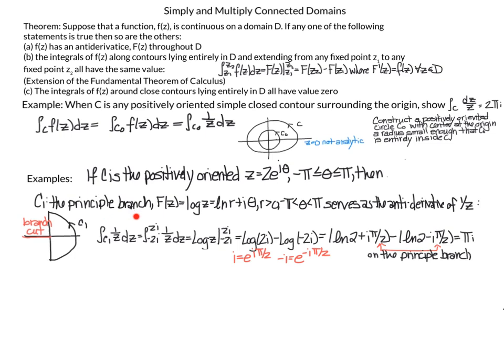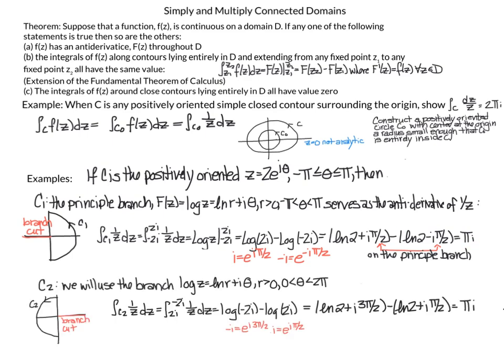So C1 is our principal branch, where f of z is equal to log of z. And remember, when we looked at log of z, the definition of log of z is natural log of r plus i theta, where r is greater than 0 and theta is between negative pi and pi, because we're on the principal branch. And that will serve now as our antiderivative of 1 over z. And then we were able to use now our theorem. So we had our 1 over z, we took our antiderivative, plugged in our two endpoints, which was this part over here, part B of our theorem, and we were able to get the answer pi i.